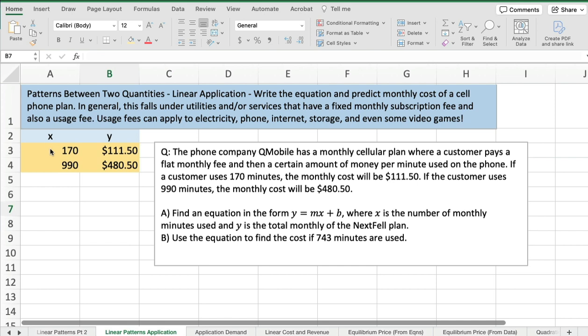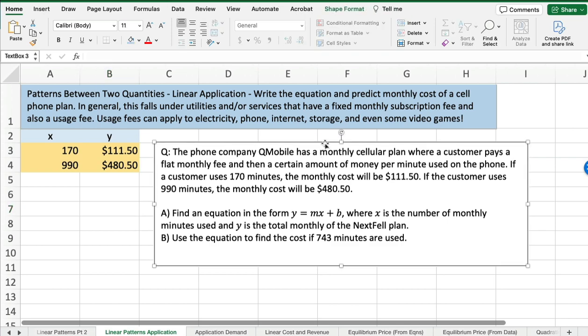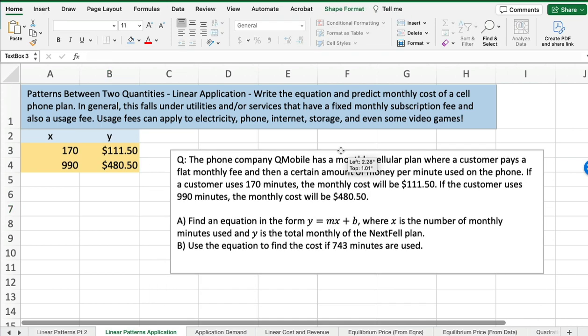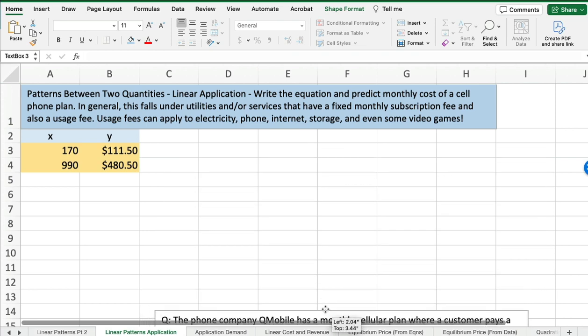And we've said before that all we need are 2 points, 2 values to compare or to find the slope and everything. So what I've done is I've gone ahead and set up our spreadsheet. Our first goal today is going to be to find the equation y equals mx plus b. And then we're going to use the equation to find the cost if a certain number of minutes, in this case 743, are used. So I'm going to move this down to the side. We're going to come back to it a little later.